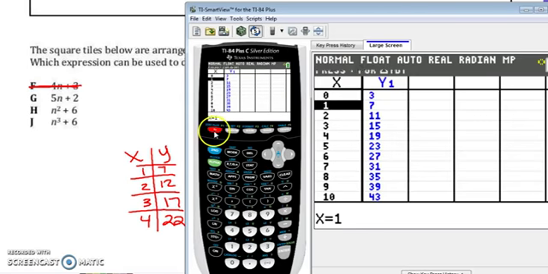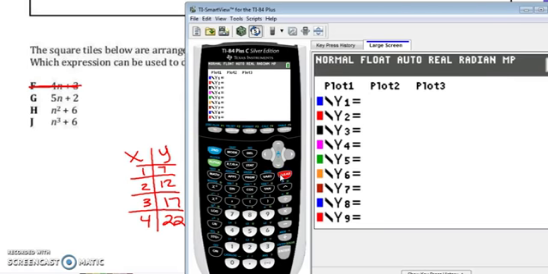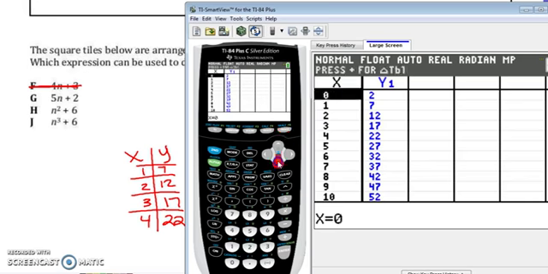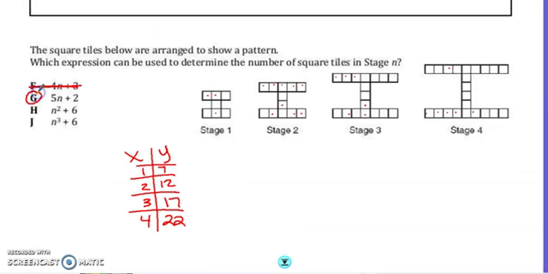So let's try the next one. Go to y equals, type it in, 5x plus 2. Go to the table. That says 1, 7, 2, 12, that matches. 3, 17, that looks good. 4, 22, yep, this one matches. So G is correct. You could check H and J to see if they're correct, but they give you a different table and G would be right.